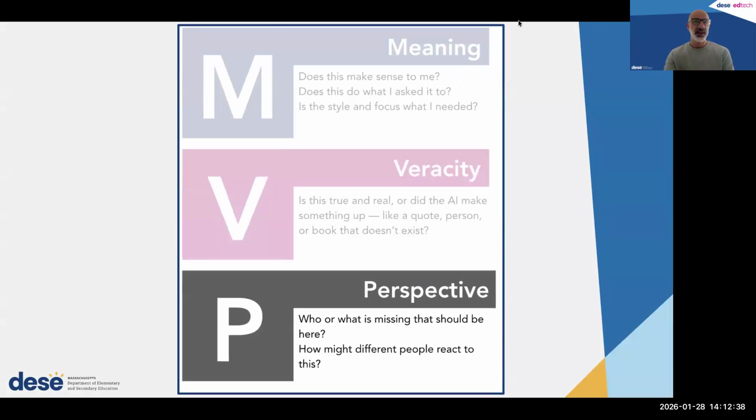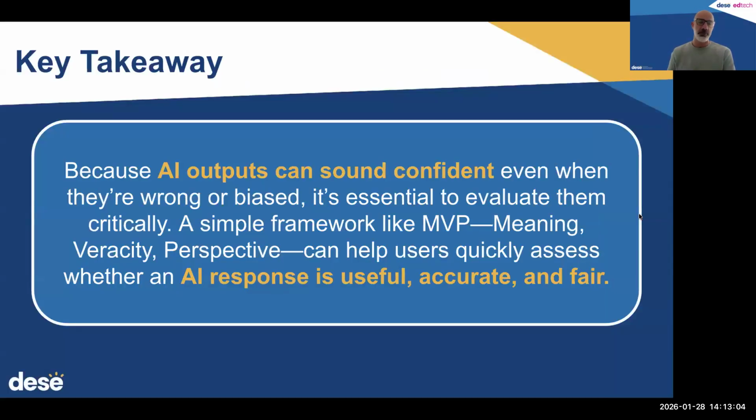Now, the last idea here is perspective. Who or what is missing that should be here? How might different people react to this? This is thinking about how we can overcome that bias that may be embedded in the tool and demand that the tools generate multiple perspectives. Give me different angles on this. Let's avoid the kind of one dominant narrative around this concept. And we can use this MVP strategy to really help us think about evaluating the output.